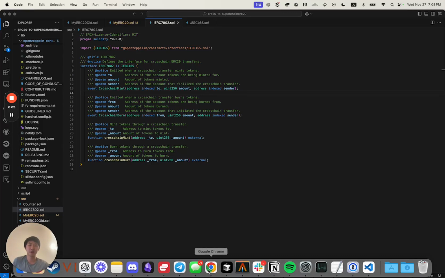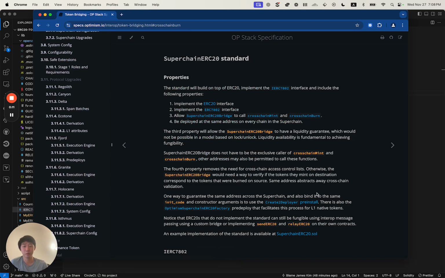Hey, so today we're going to go over how to take an existing ERC20 contract and convert it to be a Superchain ERC20 contract. So first of all, what is the Superchain ERC20 standard? A token is considered to be a Superchain ERC20 when it follows these four criteria.